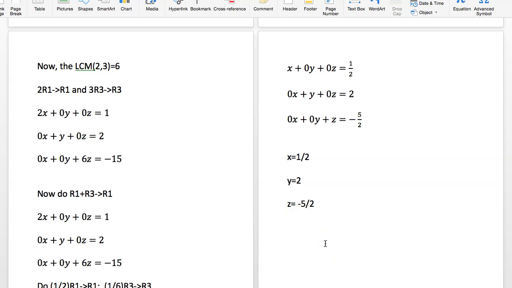That's something else. And if you want to put it in ordered triple form, you'll need to put the half first, the 2 next, and the last thing you'll put will be the negative 5 halves. Now, some authors will go decimal mode. I'm not really a big decimal mode fan. I like fractions, but oh well. But you've got to put them in XYZ order. It's an ordered triple.